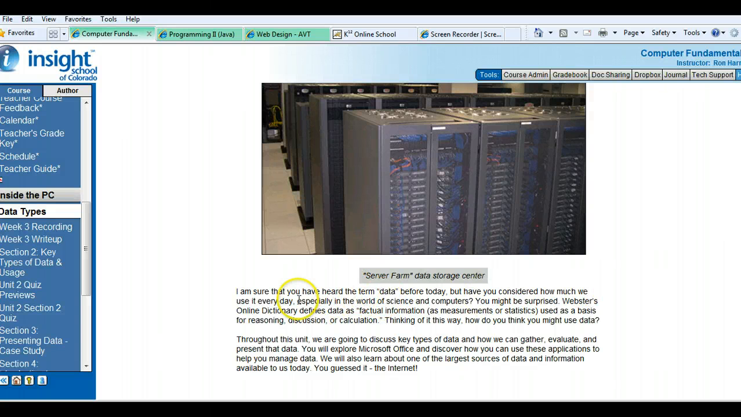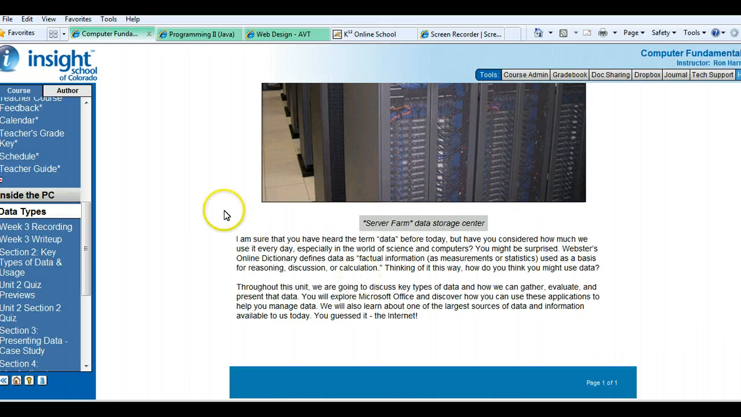So as this says, all of you have probably heard the word data, but have you considered how much we use it every day, especially in science and computers? And Webster's Dictionary says data is factual information, measurements, or statistics used as basics for reasoning or calculation. So that's one way to think of data. Now in this unit, we're going to discuss key types of data and show how we can gather, evaluate, and even present data. And we'll do a little bit of exploration on Microsoft Office and talk about the use of data. So that's the introduction.